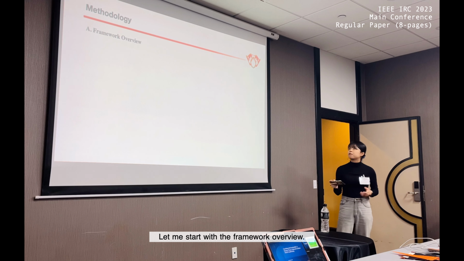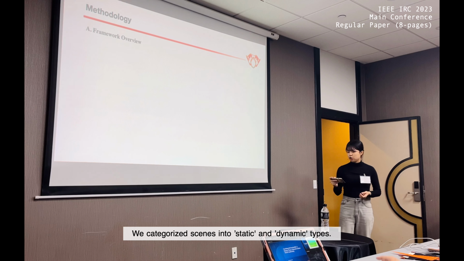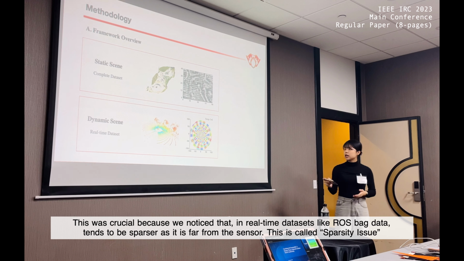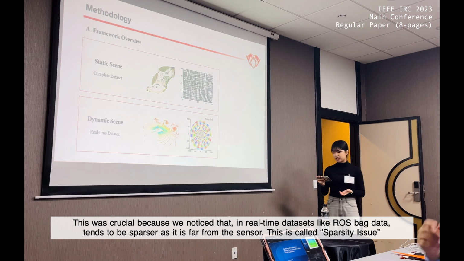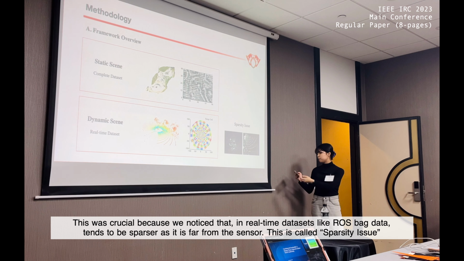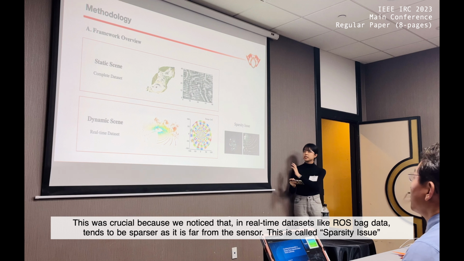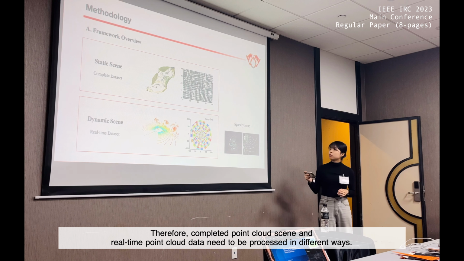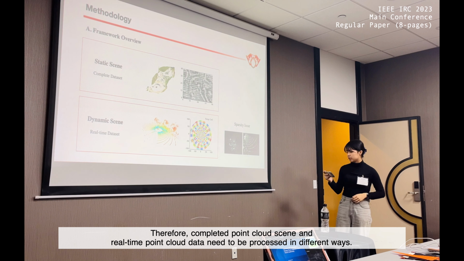Let me start with the framework overview. We categorize scenes into static and dynamic types. This was crucial because we noticed that in real-time datasets like ROS-bag data, the point cloud tends to be sparser and is far from the sensor. This is called the sparsity issue. This makes it difficult to accurately assess the ground plane. Therefore, a completed point cloud scene and real-time point cloud data need to be processed in different ways.